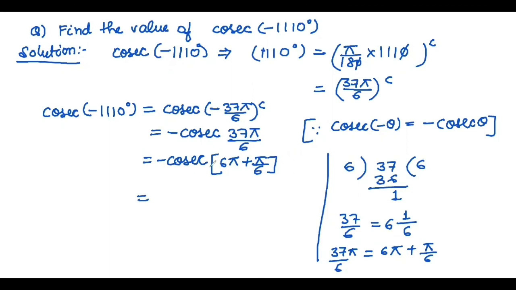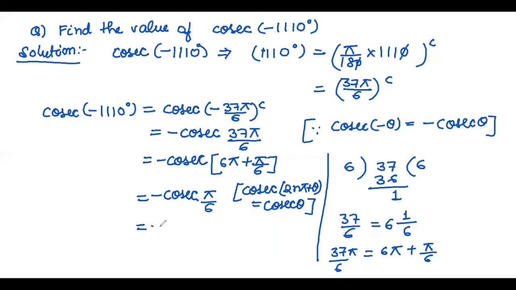So we are using here cosec of 2n pi plus theta equals cosec theta. According to that, we can write here minus cosec pi by 6. And cosec pi by 6, we know that is 2. So with minus, this is minus 2. So minus 2 will be the final answer.